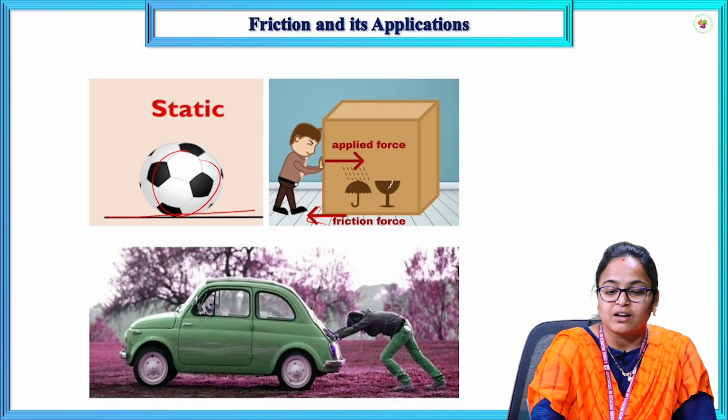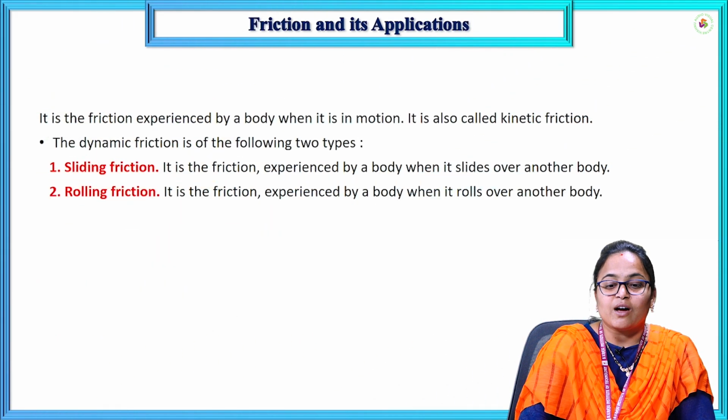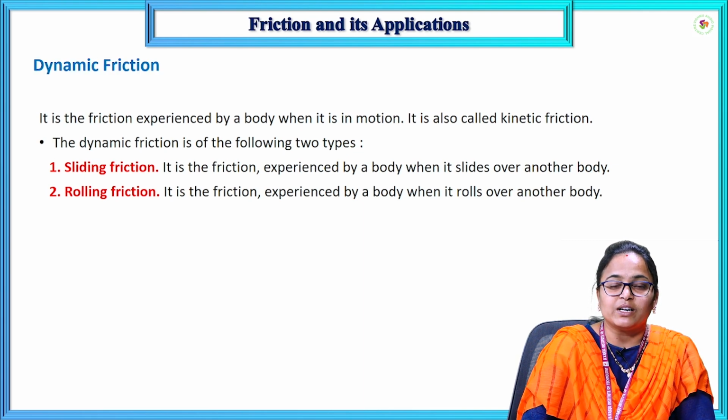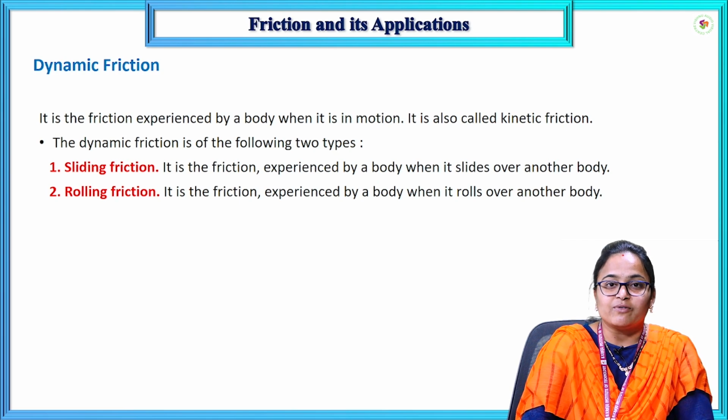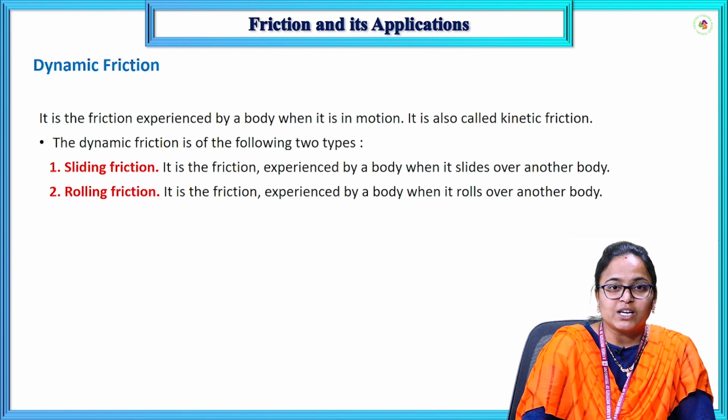So this is called static friction. Next, coming to dynamic friction. Dynamic friction is nothing but when an object is moving on another surface, there will be dynamic friction between the contact surfaces. In dynamic friction, we have two types of friction. One is sliding friction and the second one is rolling friction. Sliding friction is when an object slides over another surface.